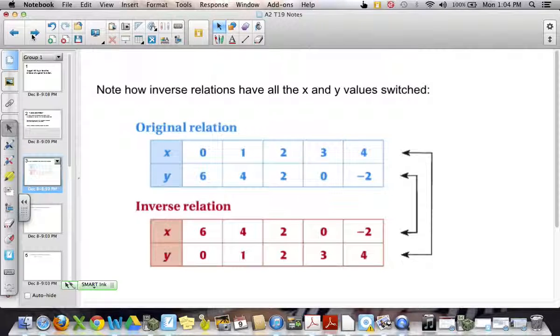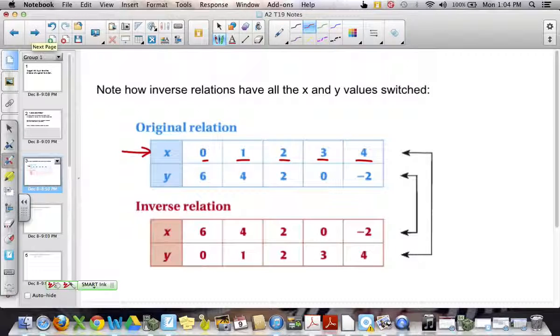So here's an example of inverse relations. Notice how the x's and y's get switched. Here in the original relation, my x's are 0, 1, 2, 3, and 4. And then down here, in the inverse relation, the y values are 0, 1, 2, 3, and 4. Up here, that was the domain. Down here, those numbers are the range.